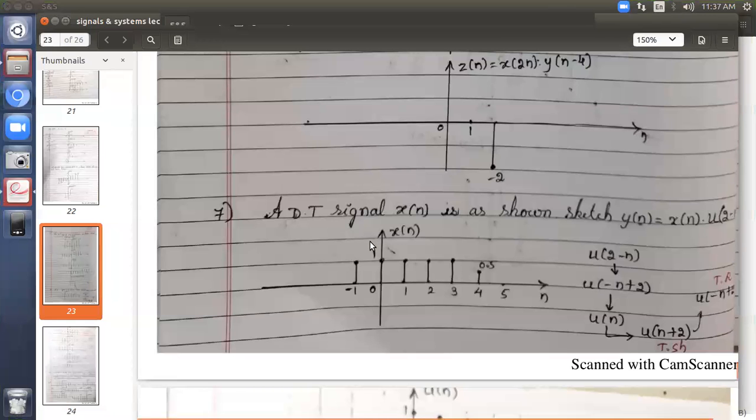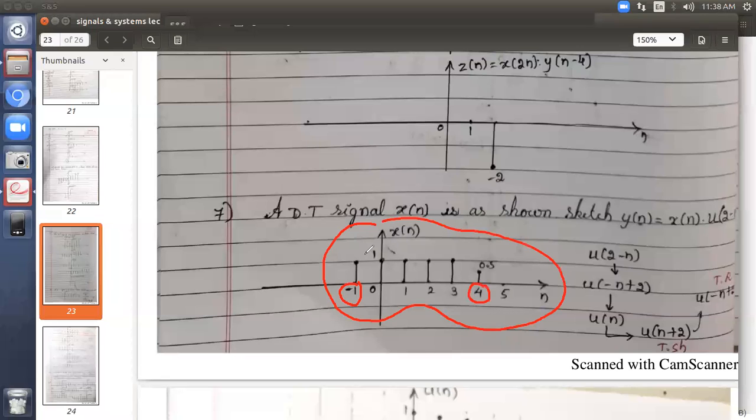Yeah, let us start the session with this homework problem which I had given as an assignment to you all in yesterday's session. This was the given x of n. What is the range given for x of n? It is from -1 to 4. The time range is between -1 and 4.